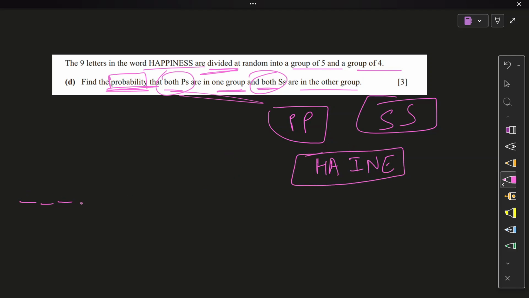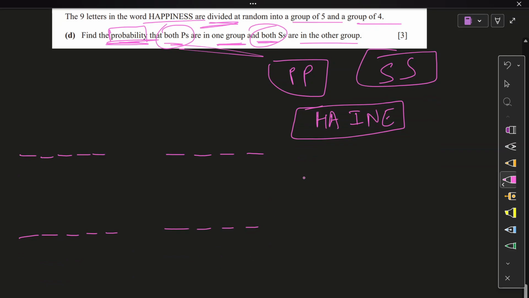So group of 5, 1, 2, 3, 4, 5. Group of 4, 1, 2, 3, 4. Group of 5, 1, 2, 3, 4, 5. Group of 4, 1, 2, 3, 4. Okay. So group of 5. The question says both P's are in one group and both S's are in the other group. That means the P's and S's have to be together and they cannot be in the same group. Simple. Let's do this: first, put P's in the group of 5 and S's in the group of 4, and then put the S's in the group of 5 and the P's in the group of 4. That's it. Now make your selection.